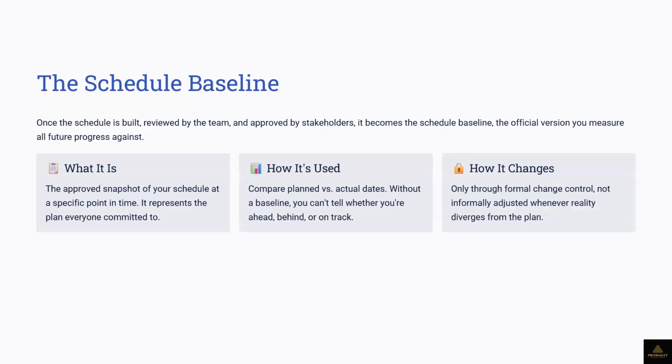Okay, so what it is, is the approved snapshot of your schedule at a specific point in time. It represents the plan everyone committed to. So it helps you to compare your plan versus actual dates. In cost, that's also what you are going to be doing. You're going to be comparing your planned budget versus the actual spend. You're going to be comparing budgeted hours against actual hours spent, and only through formal change control, not informally adjusted whenever reality diverges from the plan.